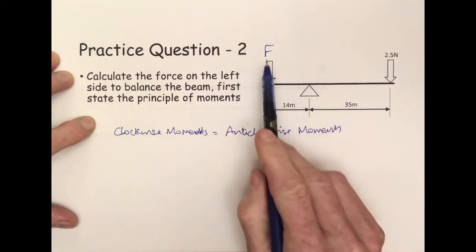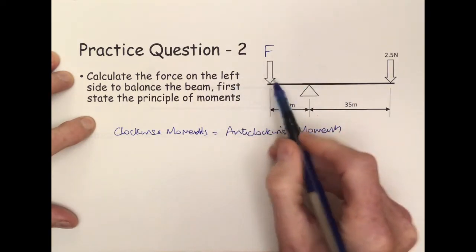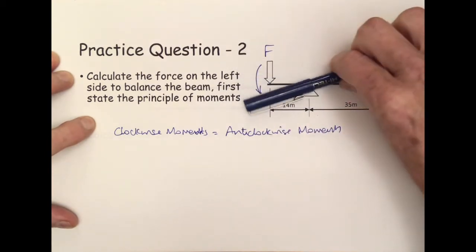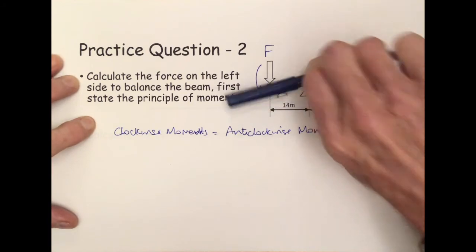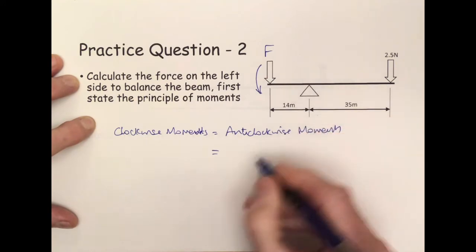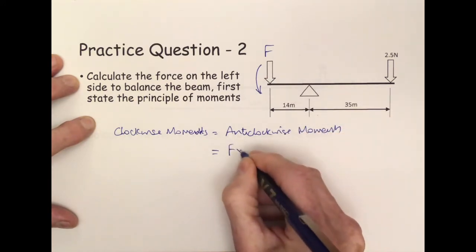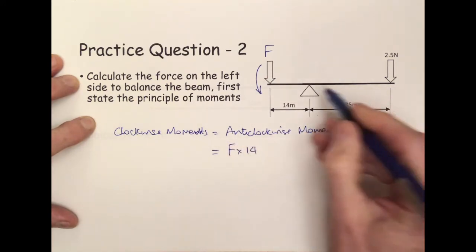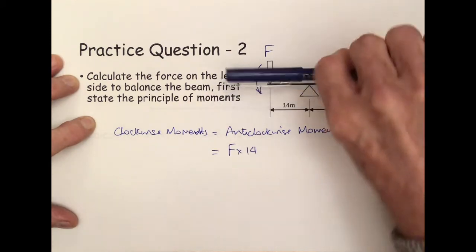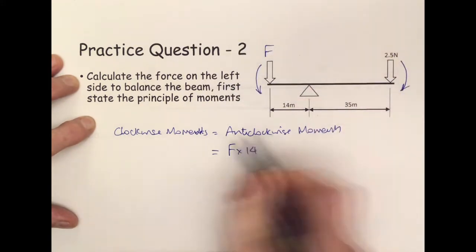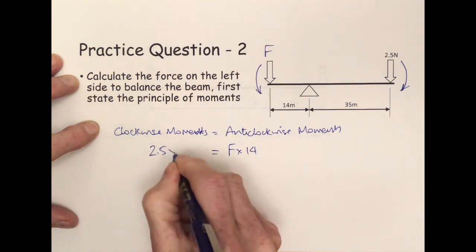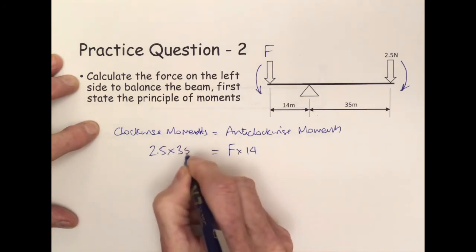We'll start on the left hand side. The moment here is acting that way, so we're going to try and tilt the beam in an anti-clockwise direction. So on the anti-clockwise side we say F times 14. On this one over here, this is trying to turn the beam in a clockwise direction, so it's trying to do that with the beam. So that goes on this side of the equation, and we've got 2.5 times 35.